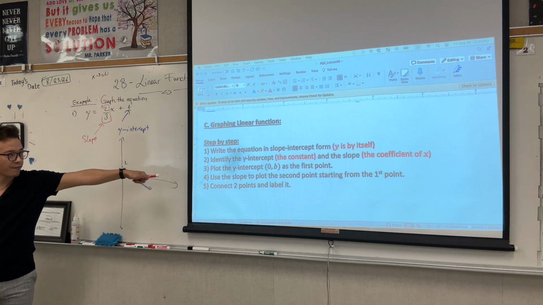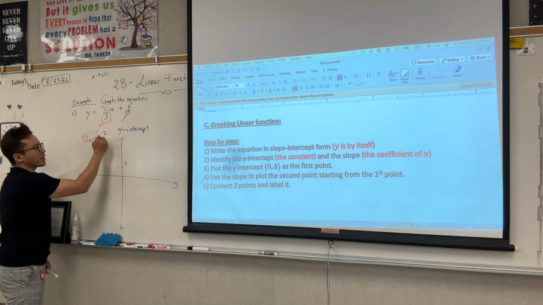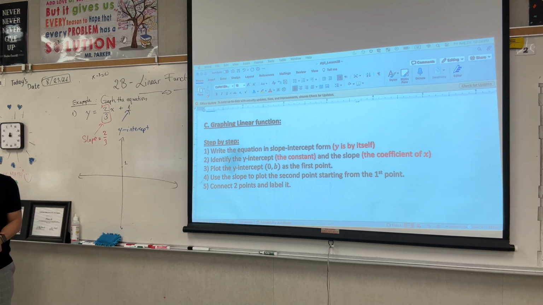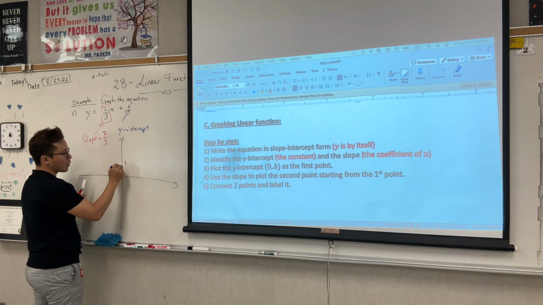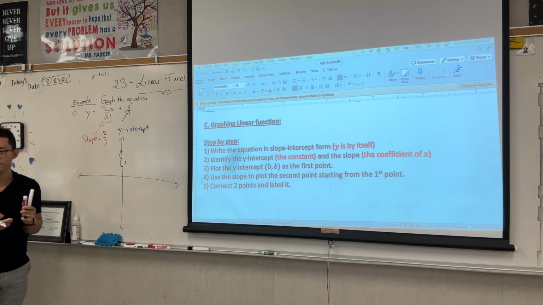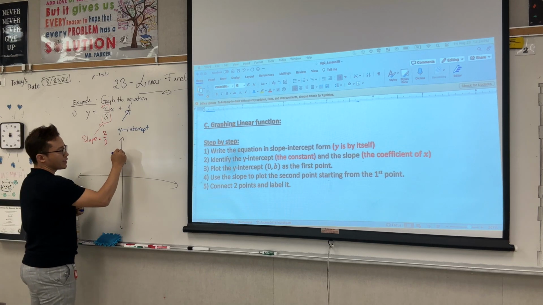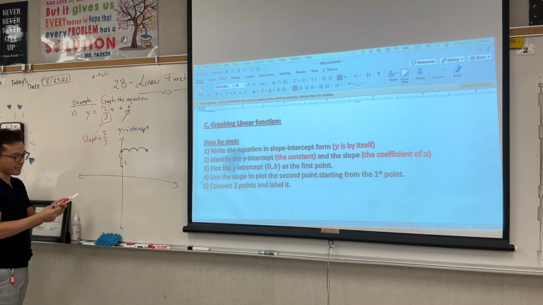Step 4. Use the slope to plot the second point. This is kind of like algebra 1. So rise over run, right? Rise over run is 2/3. That means rise is 2. Up or down? Positive 2. Up. I'm going to go up by 2. 1, 2. Bottom is 3. That means I go where? You go right by 3. 1, 2, 3. Second point. That's it.